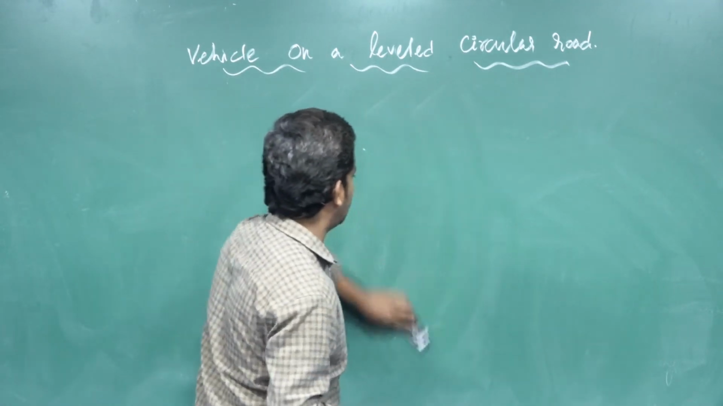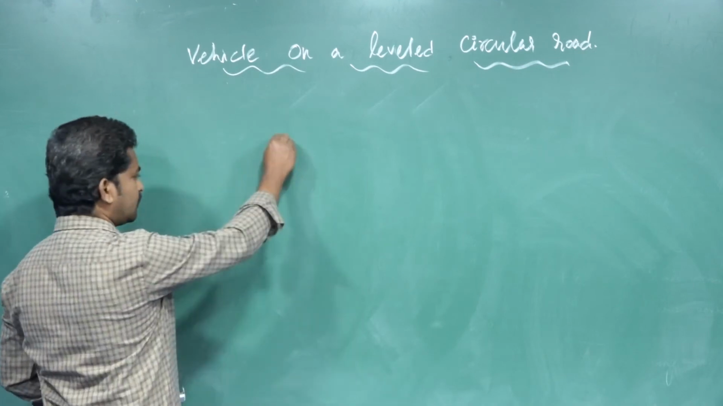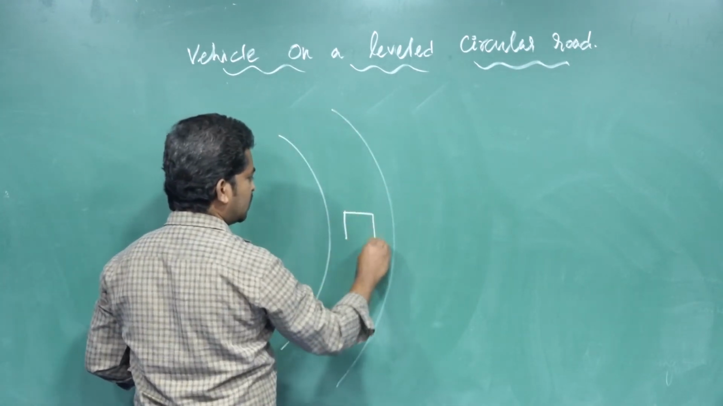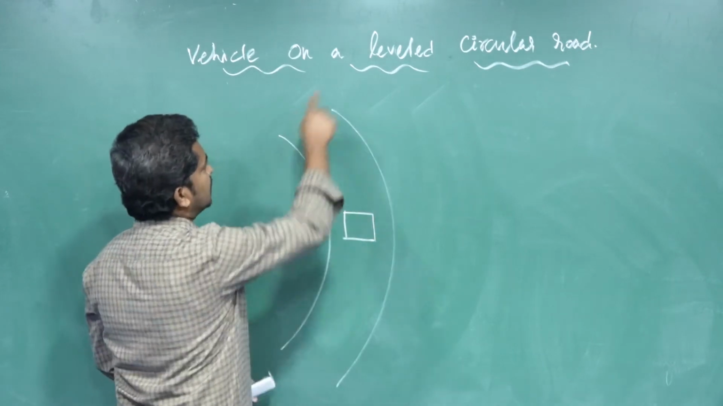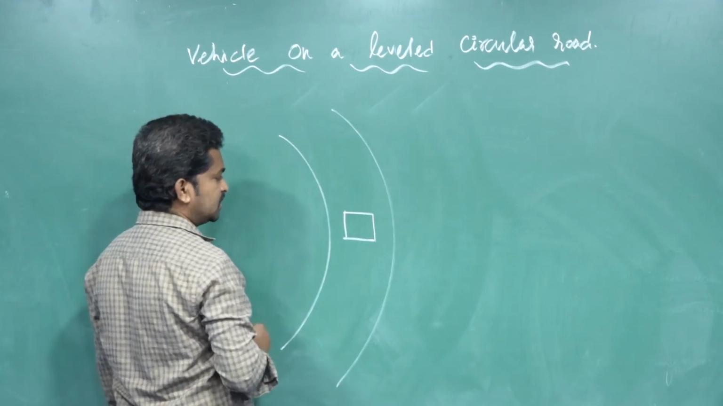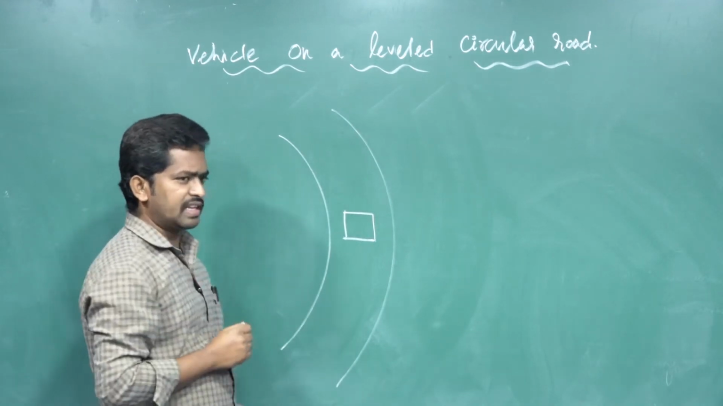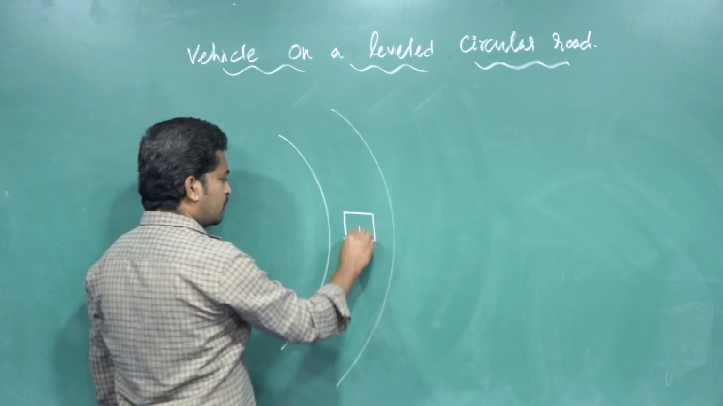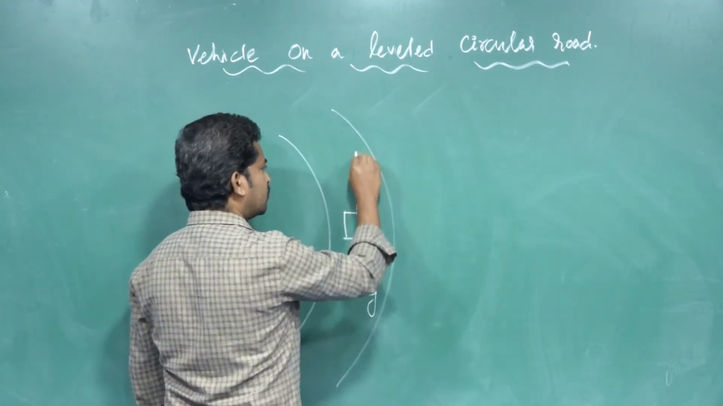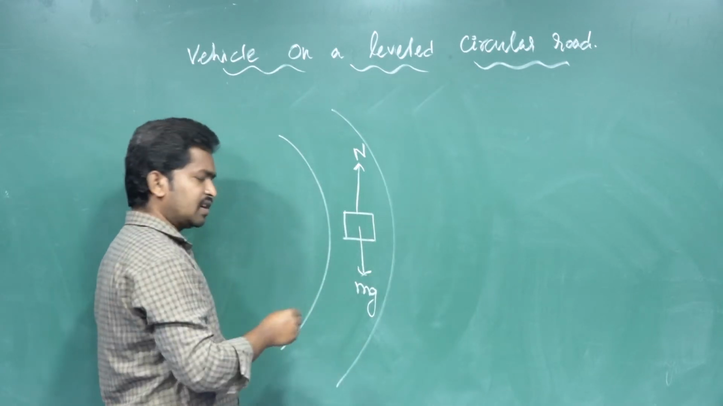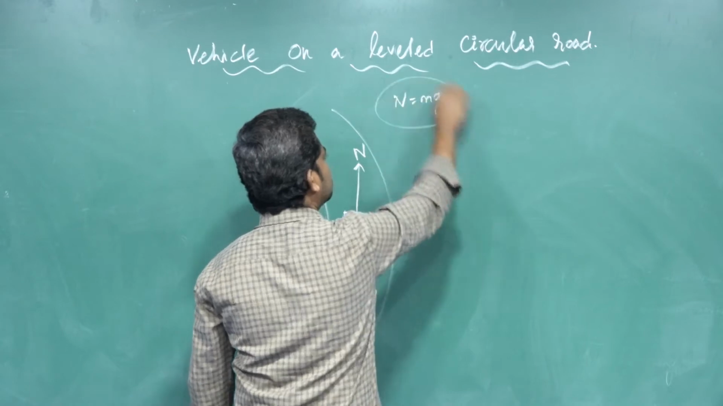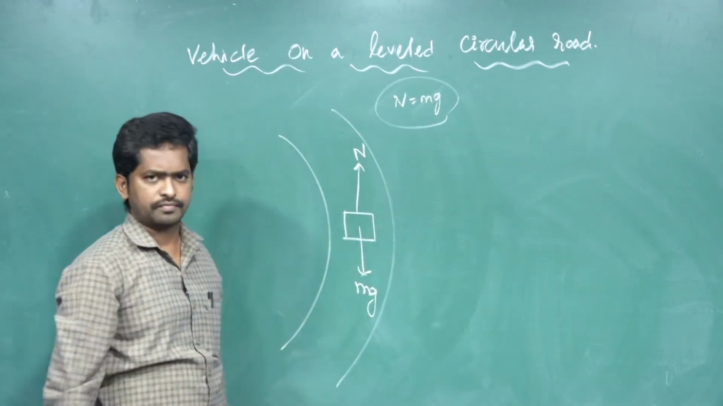Level circular road. Just imagine one circular path. The object is placed on a horizontal, leveled circular path. Three forces are very important. The first one is the gravitational force mg, another one is the normal force N. Here N is equal to mg, so the normal force is balanced by the gravitational force.